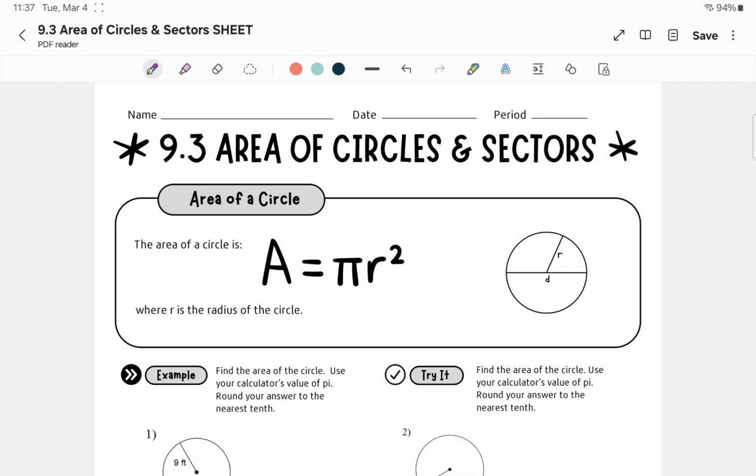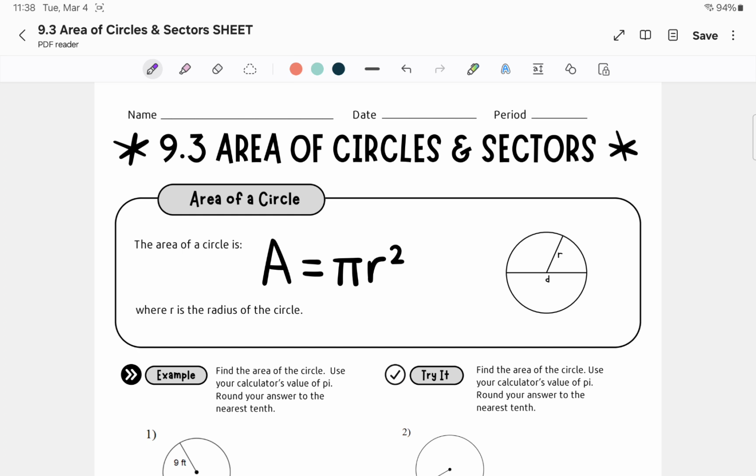Hello, welcome to lesson 9.3, area of circles and sectors. So last time we looked at the circumference, which is the outside of a circle, and also the length of an arc, which is a portion of the circumference. This time we're looking at the area of a circle, which is like the whole thing shaded in, and also the area of a sector. So basically like a pie piece, like a portion of the circle.